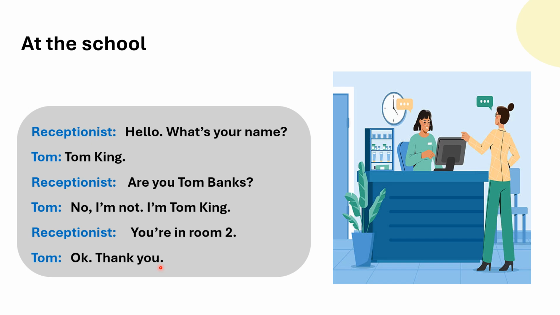Okay, beautiful. Did you see how they use I'm and you're here? In this example, Tom said, "I'm not. I'm Tom King." And in this one, the receptionist said, "You're in room 2."